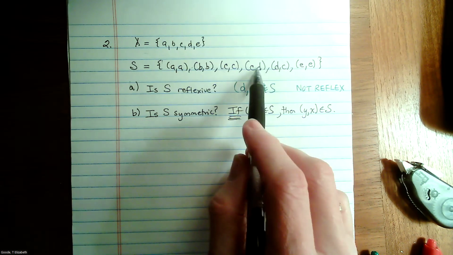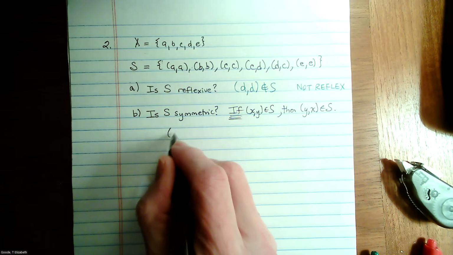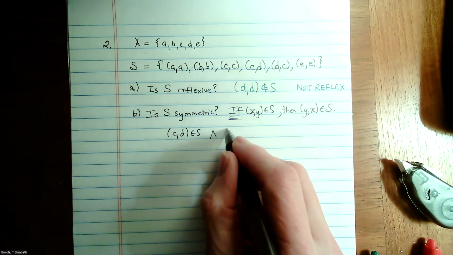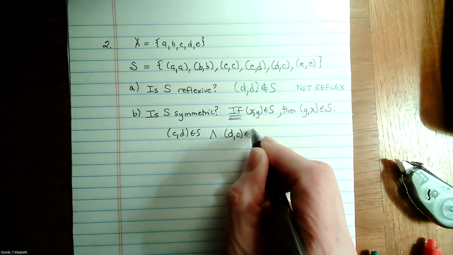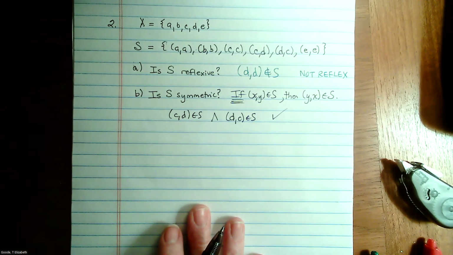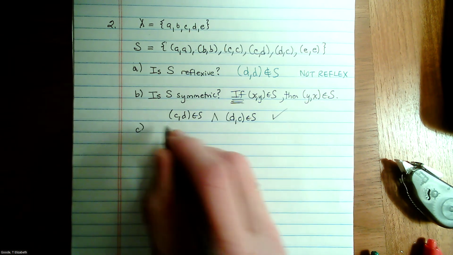But then we look at the pairs where the coordinates are different. CD is in S and its symmetric twin DC is in S. So it is symmetric. Those are the only pairs where the first and second coordinates are different. Those are the only pairs where you have to check symmetry. Okay, what about transitivity?